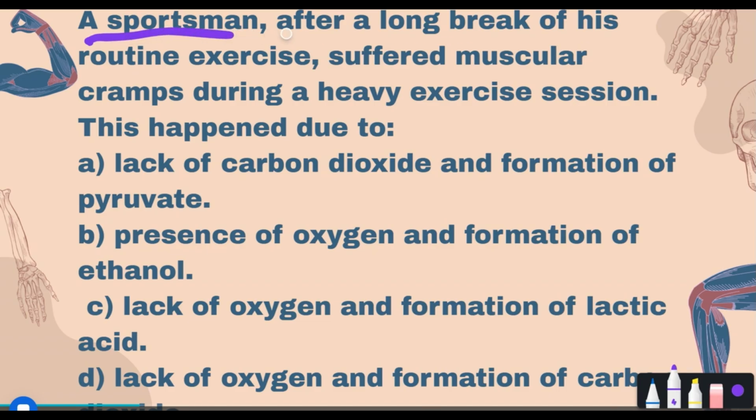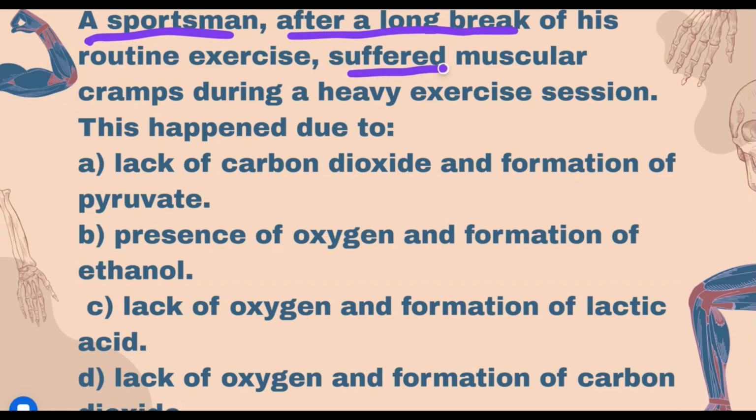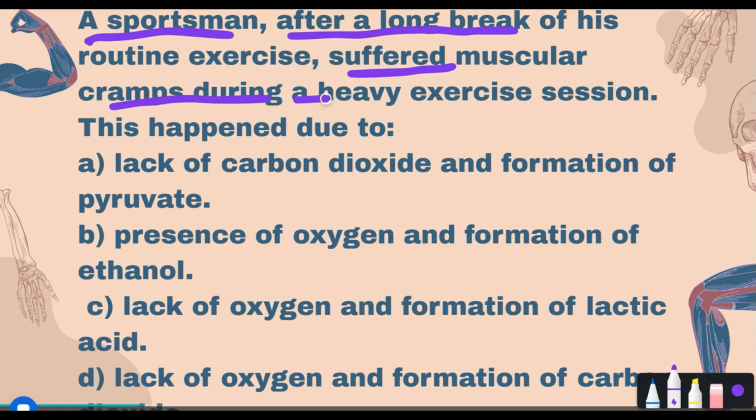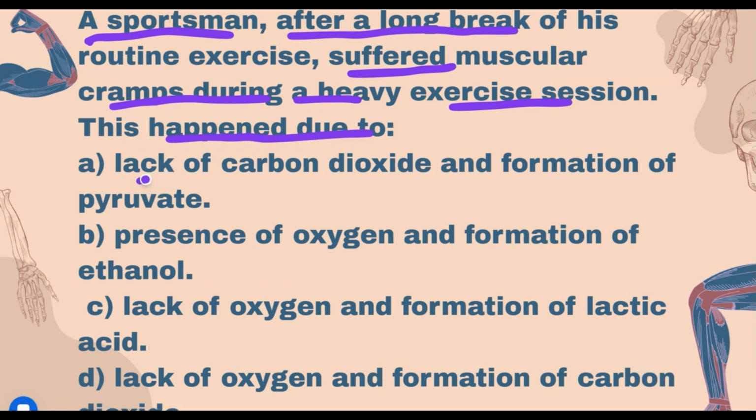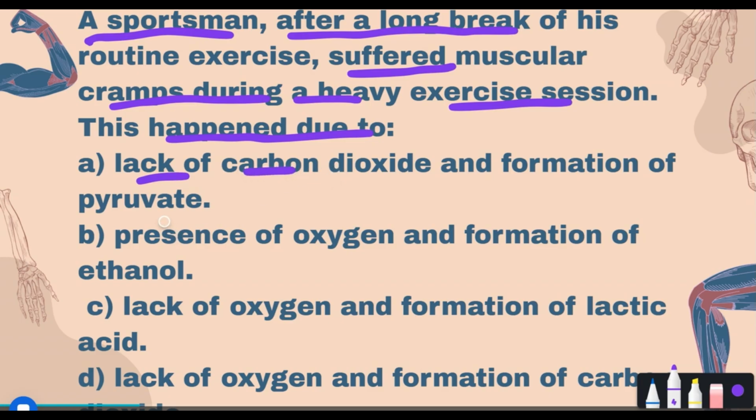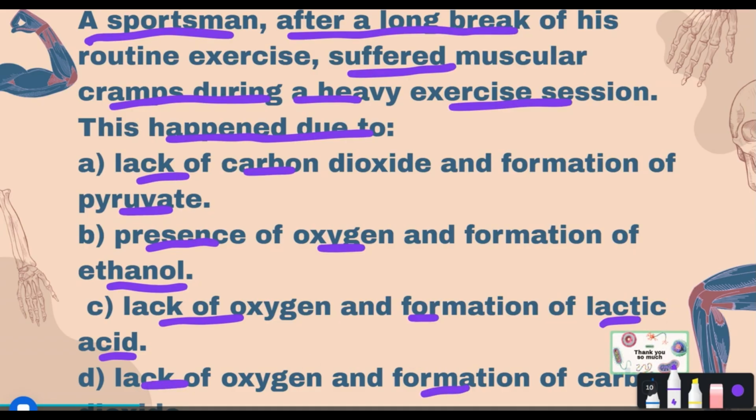A sportsman, after a long break of his routine exercise, suffered muscular cramps during a heavy exercise session. This happened due to which of the following options? Option A, lack of carbon dioxide and formation of pyruvate. Option B, presence of oxygen and formation of ethanol. Option C, lack of oxygen and formation of lactic acid. Option D, lack of oxygen and formation of carbon dioxide.